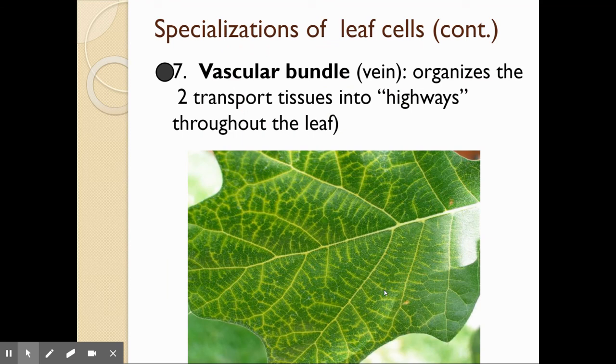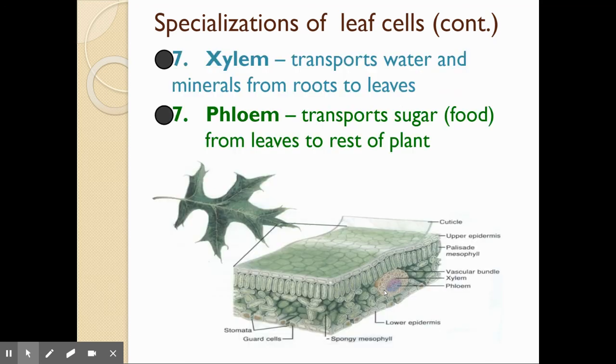Another important structure of the leaf is what we refer to as the vascular bundle, or the vein that runs through the leaf. This is essentially made up of the highways that control transport through the leaves. Those two things are the xylem and the phloem. The xylem is the most important part for water transport. It transports water from the roots to the leaves.